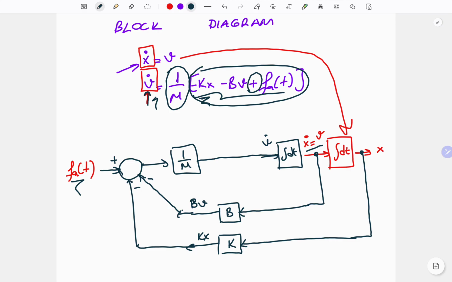Also, you can connect the blocks as k over m, b over m, and fa over m before the summing junction. The order of the blocks doesn't matter. The aim after the block diagram drawing is to obtain the equations exactly. So if we can obtain the same equations, the place and the order of the blocks doesn't matter.